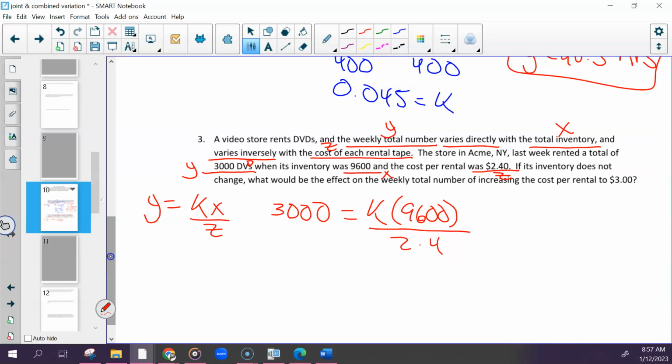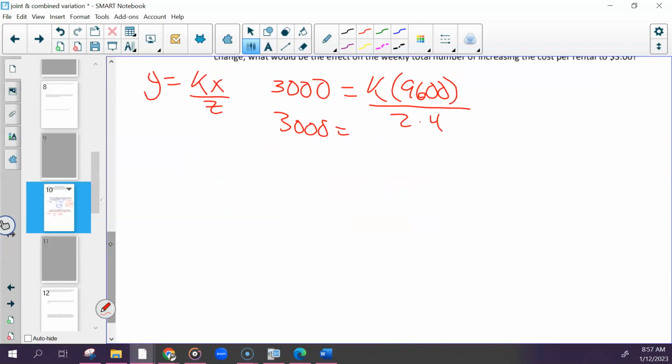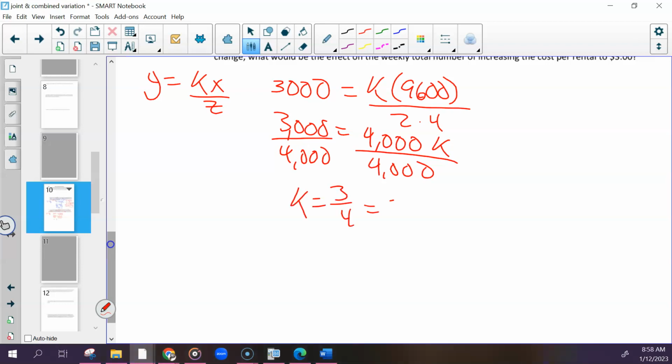So again, if you want to divide 9,600 and 2.4 and then divide again, you could do that, or multiply then divide. 9,600 divided by 2.4 is what? 4,000 even. So that means K is 3/4 or 0.75. Either or, you can write.